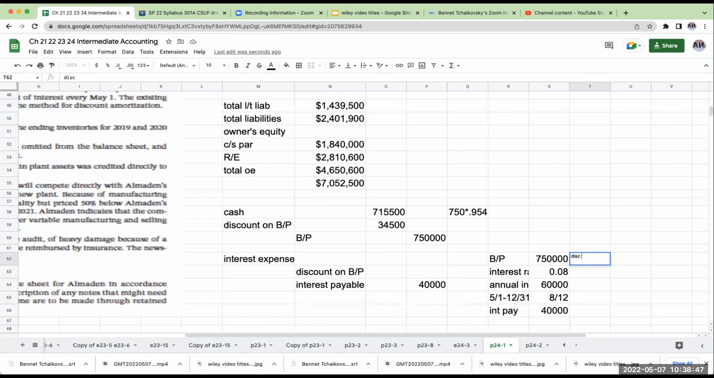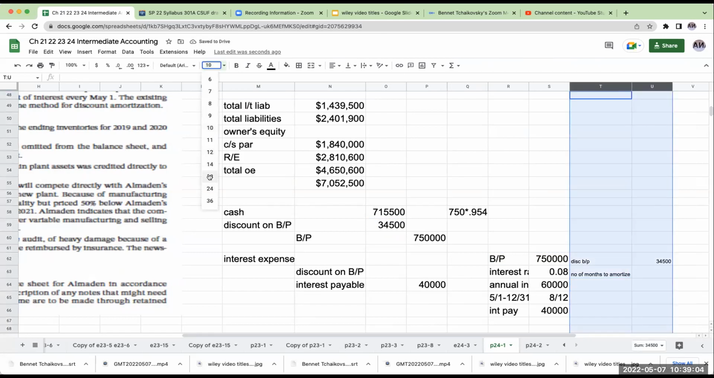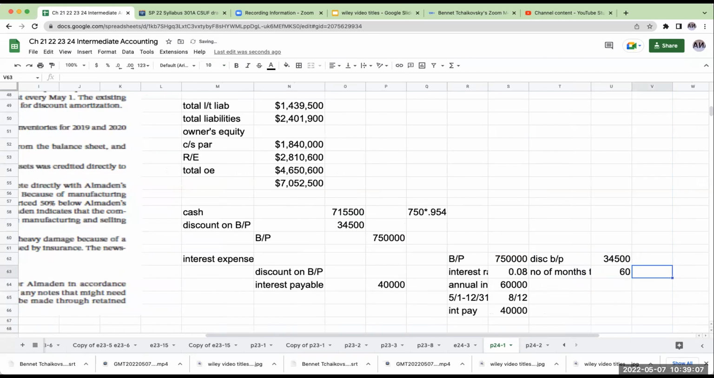So my discount on bonds payable is 34,500. My number of months to amortize the discount or the premium would be over here at approximately 5-year bond times 12 months per year, which is 60. Okay, so my monthly amortization is $575. From 5/1 to 12/31, it was 8 months.